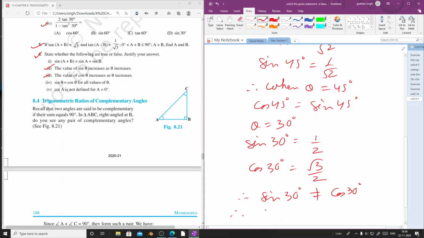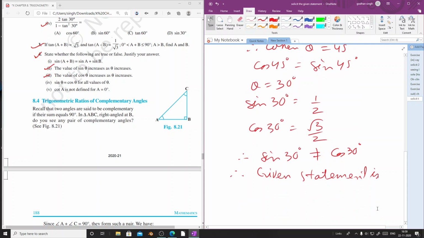So therefore, we can say that sin theta equal to cos theta for all values of theta is incorrect. Therefore, the given statement is incorrect. The given statement is false.